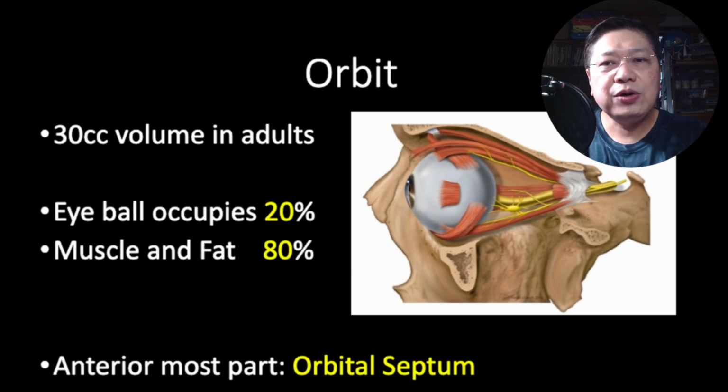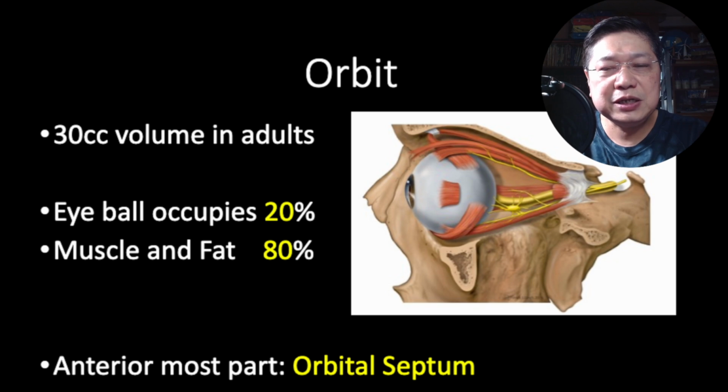So the orbit is basically a small area. It's practically about 1% of your entire body. It's about 30 cc or 30 ml in volume in adults, and the eyeball occupies just a small part, only about 20%. The rest of your orbit, that bony area, is filled with fat and muscles.